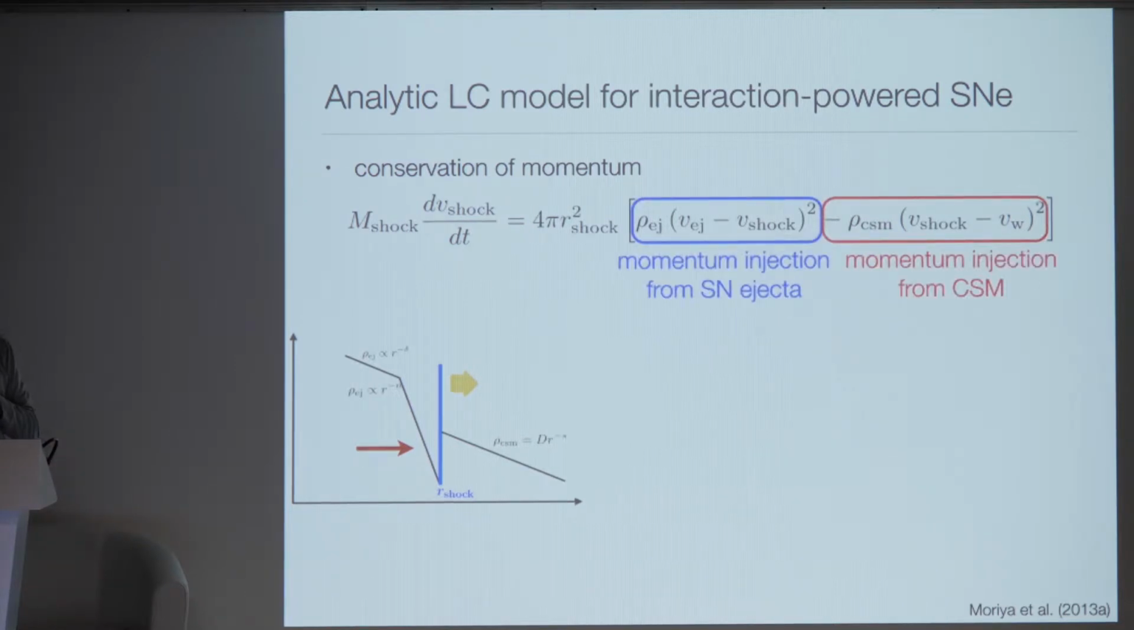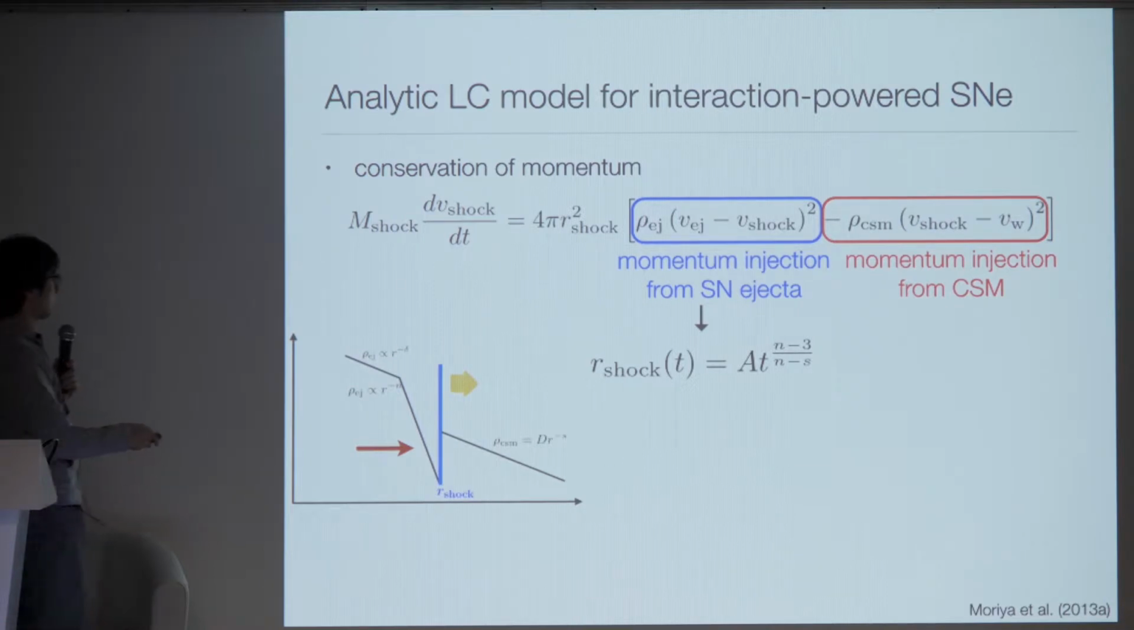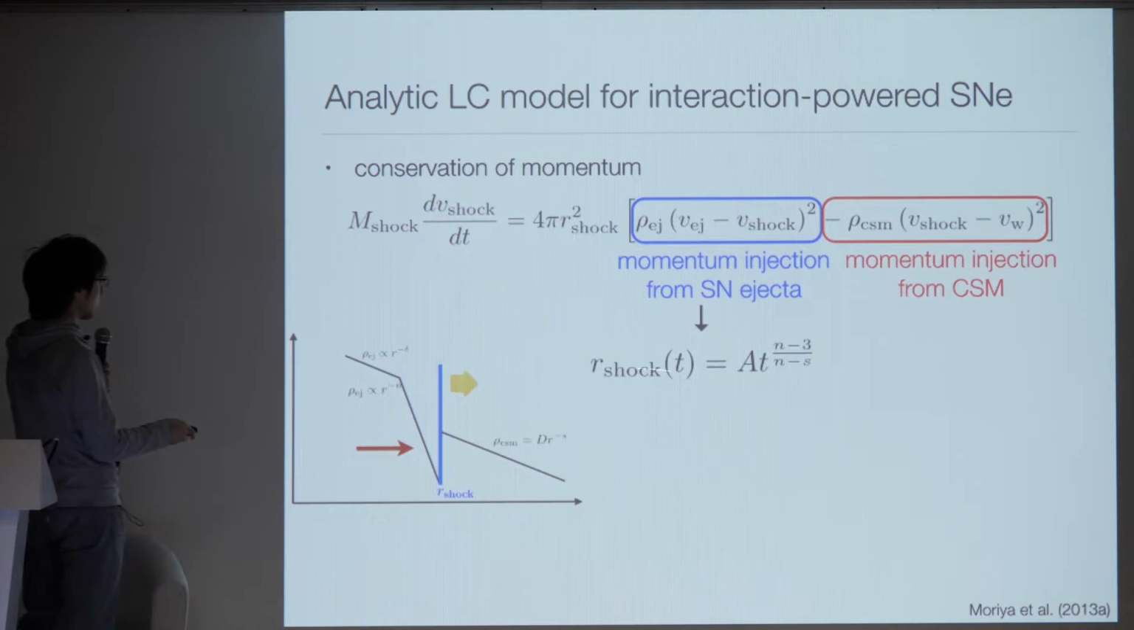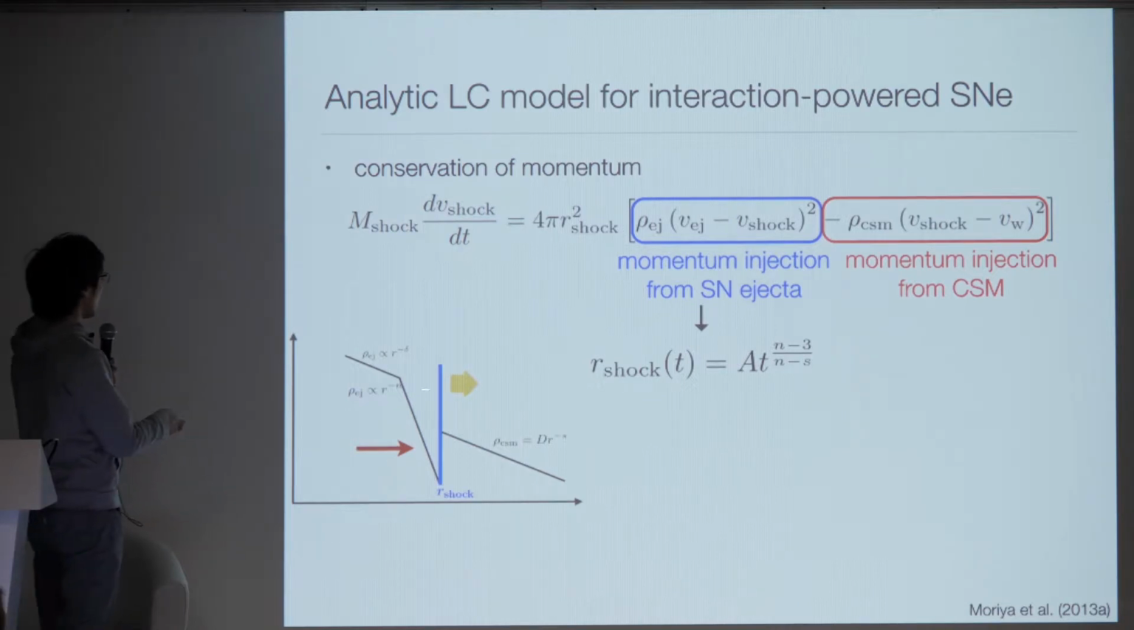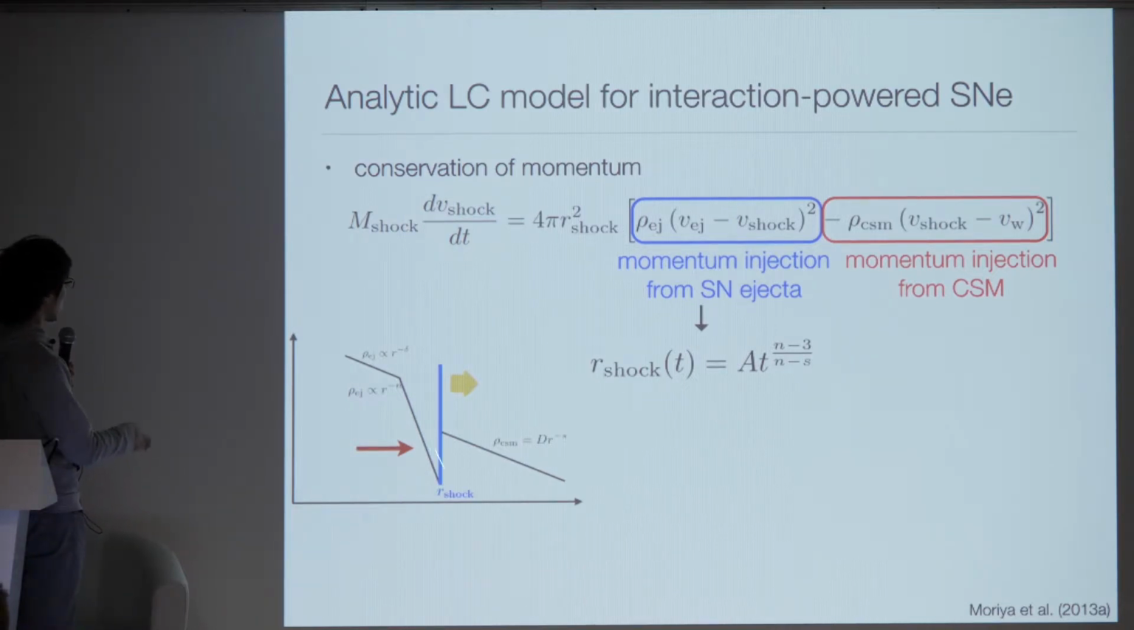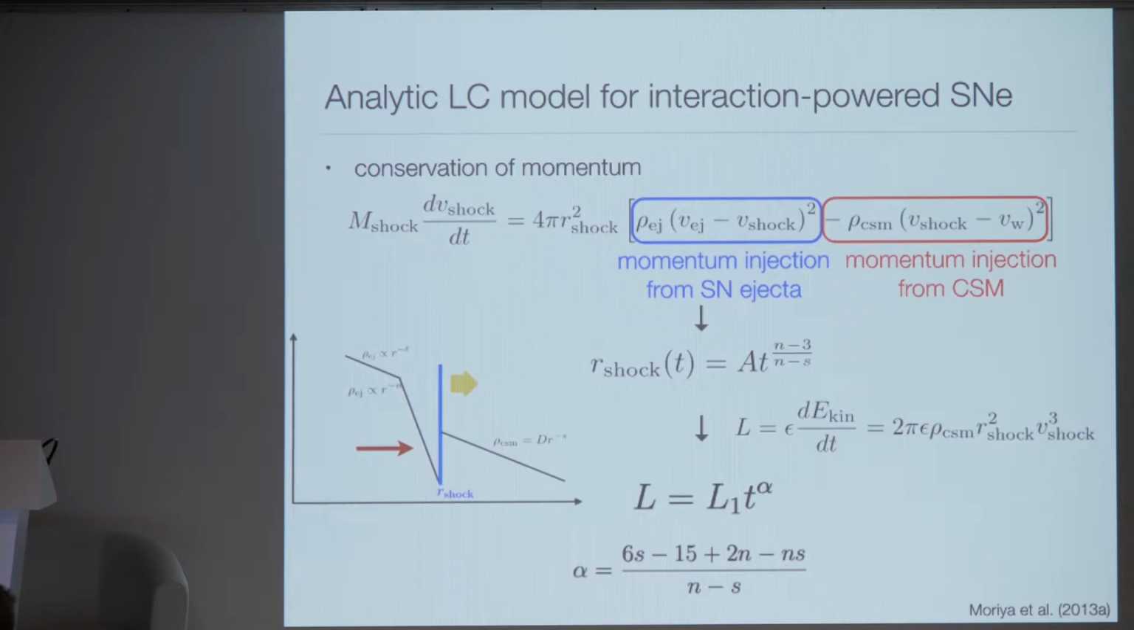And actually, if you put these numbers, you can solve this equation analytically, and you get this simple power law formula. So shock wave evolution should be this power law. s was the circumstellar matter density slope, which should be 2 if this is from steady mass loss. And n describes the outer density slope of the supernova ejecta.